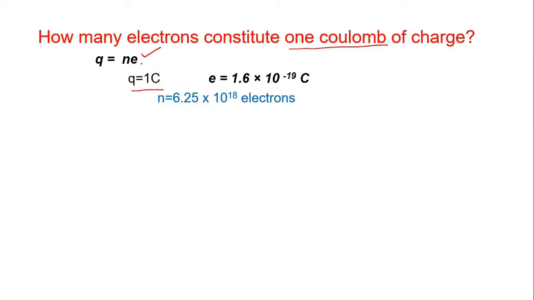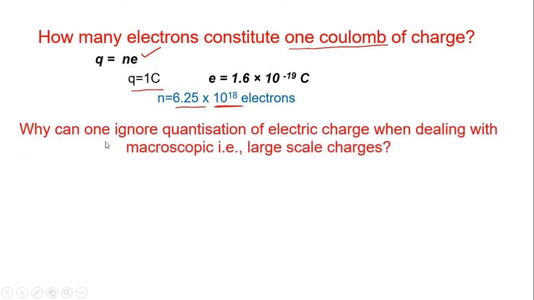Then the electronic charge is 1.6 into 10 to the power minus 19 coulomb. On substituting these values in the given formula and solving, we will get n equals 6.25 into 10 to the power 18. See how huge a quantity of electrons is present in only 1 coulomb of charge. So, at this stage, the quantization of charge can be ignored and it becomes a continuous quantity. That is what is meant by this.